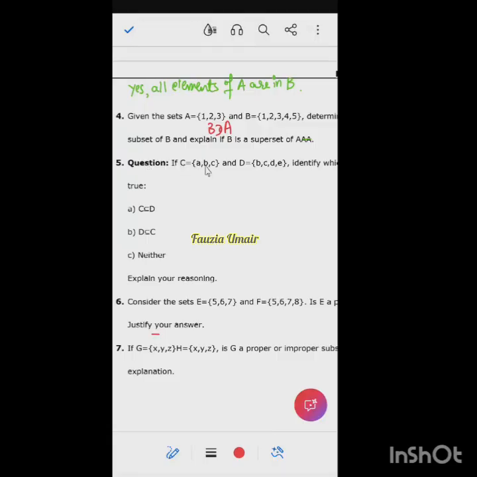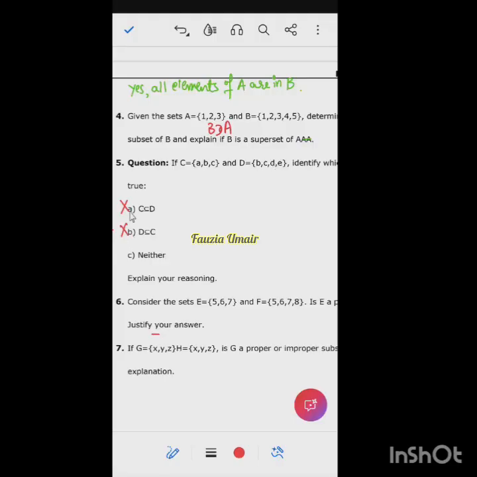C is ABC, D is BCDE. So is C a subset of D? No, false. Is D a subset of C?